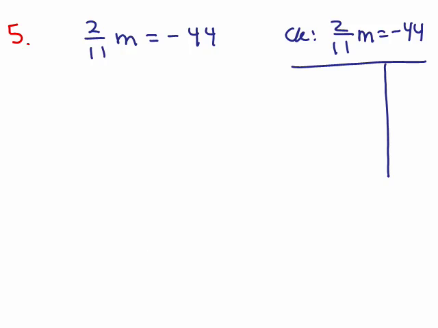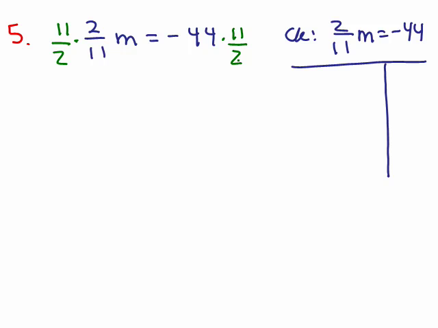Number 5, 2/11 m equals -44. There are different ways to solve this problem, but a simple way is, since you have 2/11 times m, if you multiply by the reciprocal of 2/11, you'll just have 1m, which is what you'd like. So one way to do this is multiply both sides by 11/2.